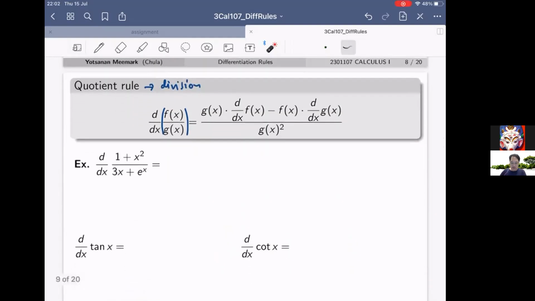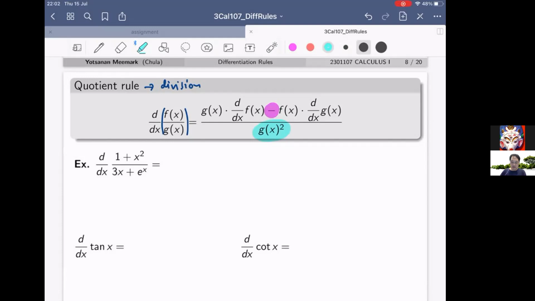However, for a quotient, it is very important which one goes first, because the two terms are connected by subtraction. So your g goes first, times the derivative of f, minus f copied times the derivative of g, over, don't forget this one, g squared. This is the common mistake that you usually forget: dividing by g squared.